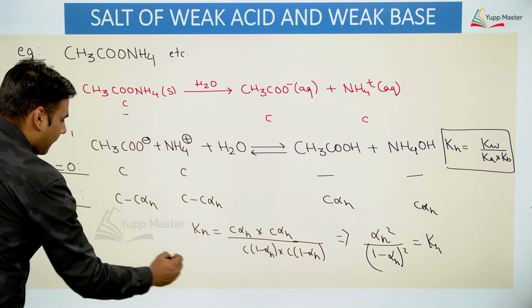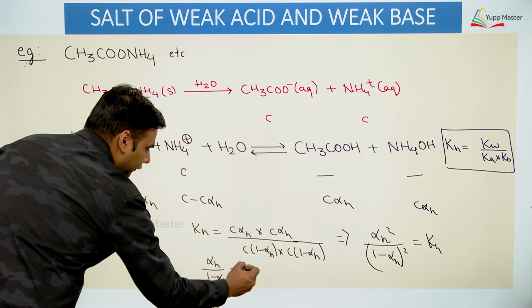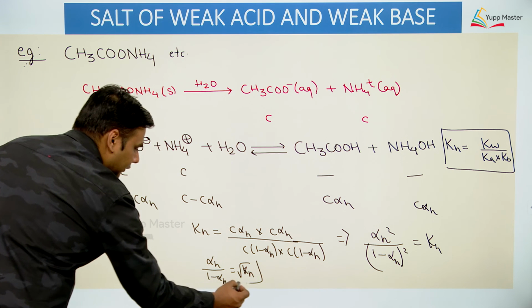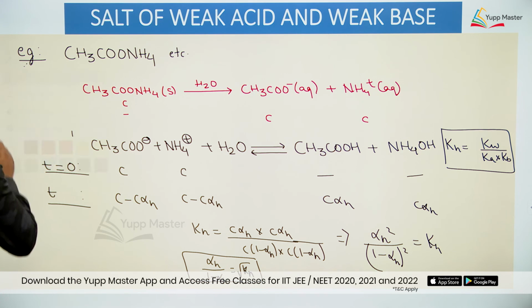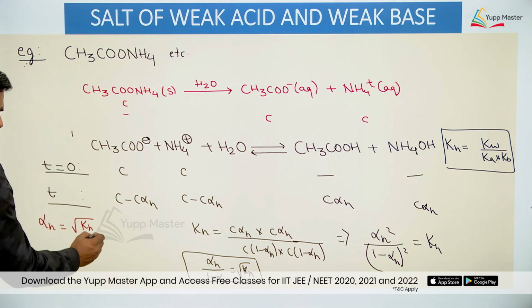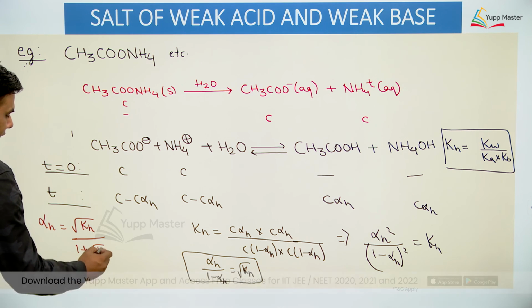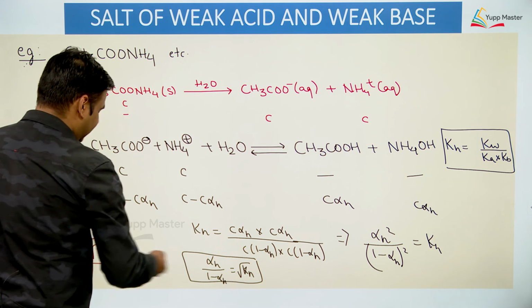So we can say that alpha H upon 1 minus alpha H is equal to root of Kh, right? So from here you can calculate the value of alpha H, so that would come out to be root of Kh upon 1 plus root of Kh, right? You can just calculate this on your own, just cross-multiply and calculate this.